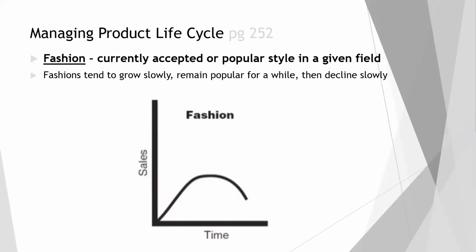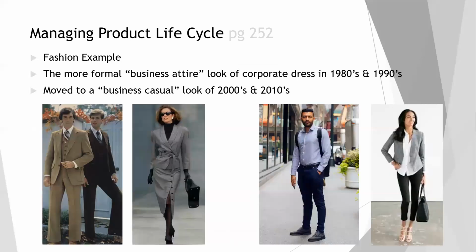And then let's talk about fashion. So that is what a fashion is. That is a currently accepted or very popular style in a given field. So again, we've got our graphic on here, and you can see fashions tend to grow very slowly. They're going to remain popular for a while, and then they're going to die slowly. So they tend to have a much slower life cycle than, let's say, a style.